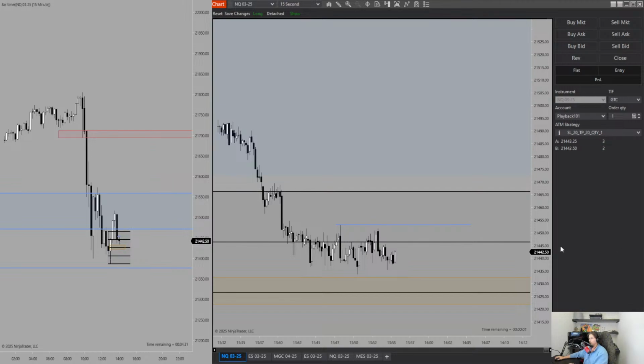And TradingView has options now too. I haven't even looked at it, so I don't know. But TradingView has an options thing.